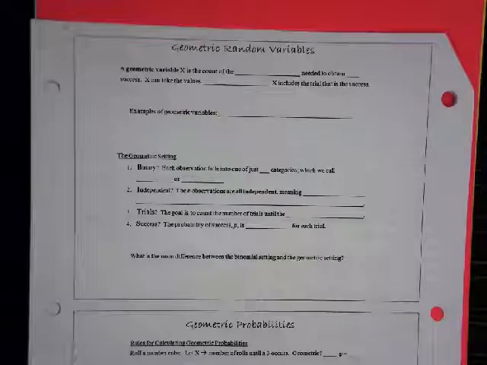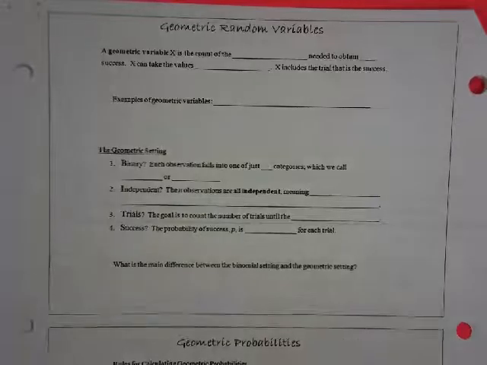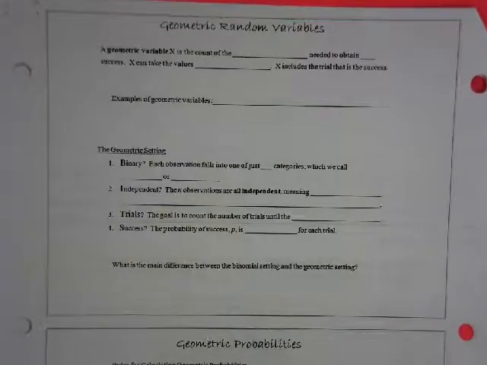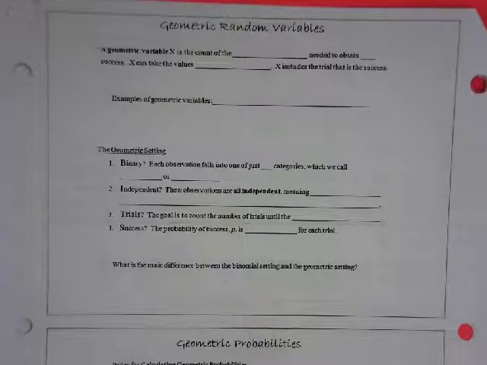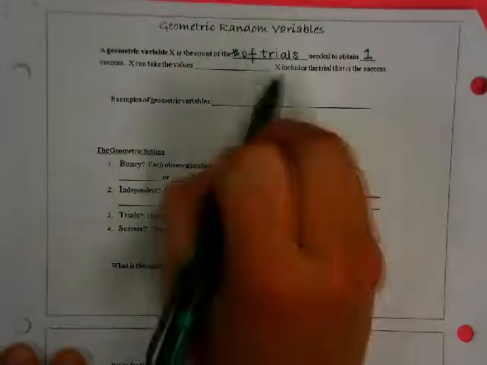So first thing we want to do is define some geometric variables. A geometric variable X is the count of the number of trials needed to obtain one success. X can take the values 1, 2, 3, 4, and on until you get to X, and X includes the trial that is a success.